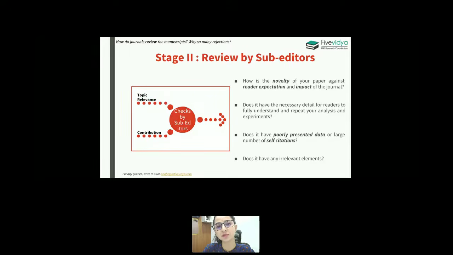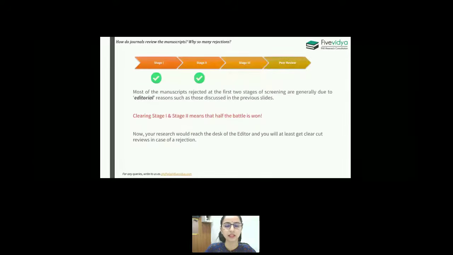And also you should make a note that the topic you are selecting should contribute to the area of your research, or any carelessness here will lead to rejection at stage 2. So if you are lucky enough to pass the first 2 stages, that is stage 1, review by the junior editors, and then the review by sub-editors, then you can consider that half of your battle is won. Almost you have covered 50% of your PhD journey.